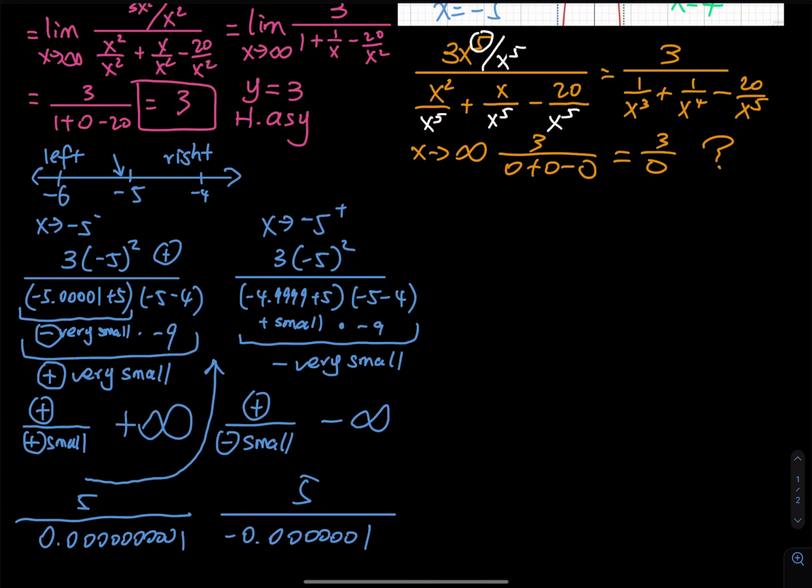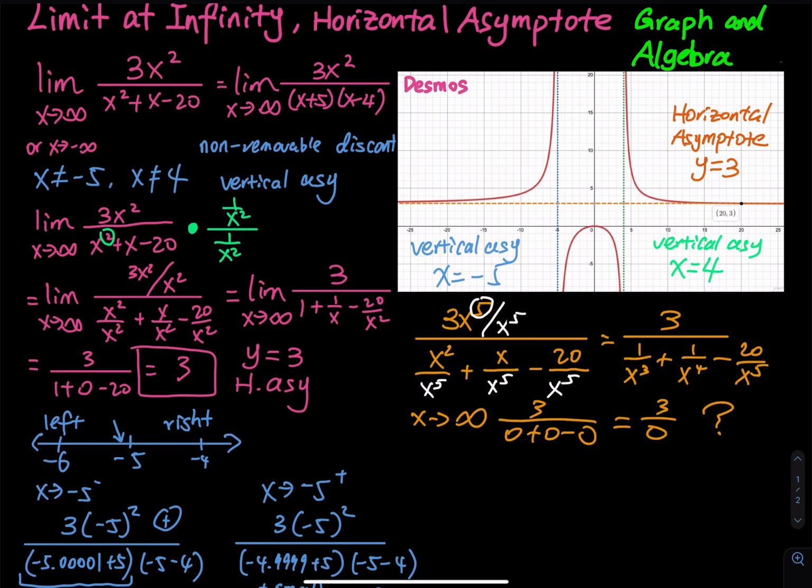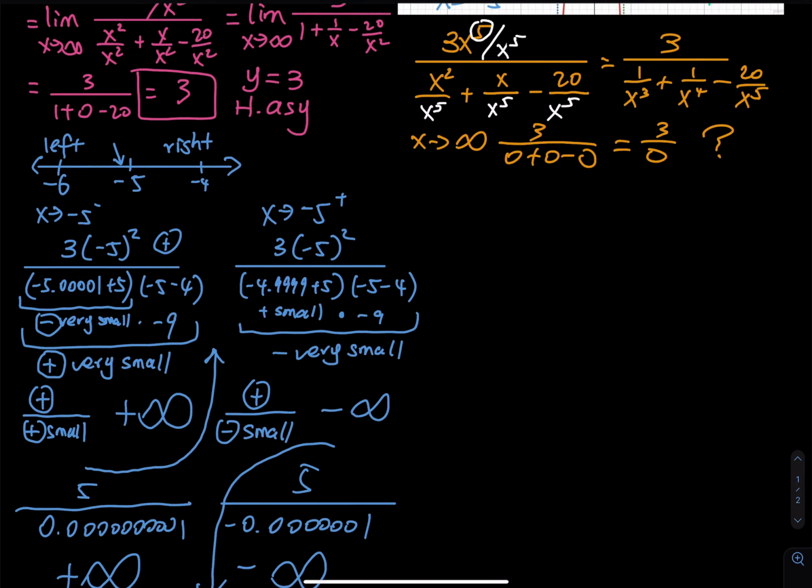This is something that you have to study in limits. So that gives you a positive infinity, that gives you a negative infinity. So that's why as x approaches -5 from the right, the curve goes down. Do you see that? The curve goes down. The parabola, the upside down parabola.